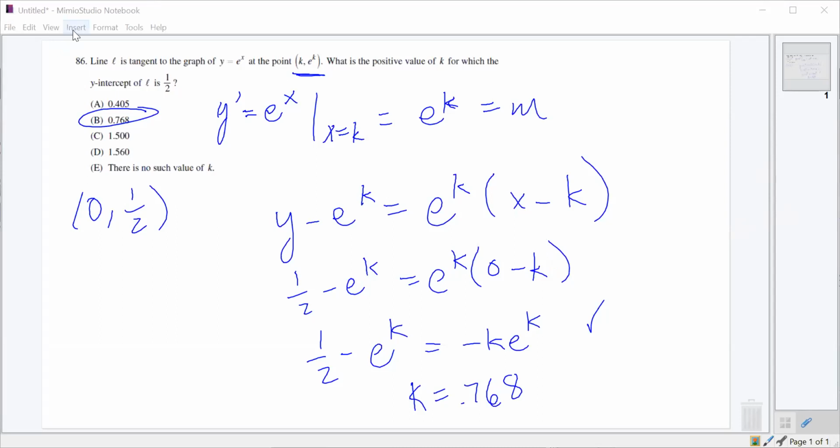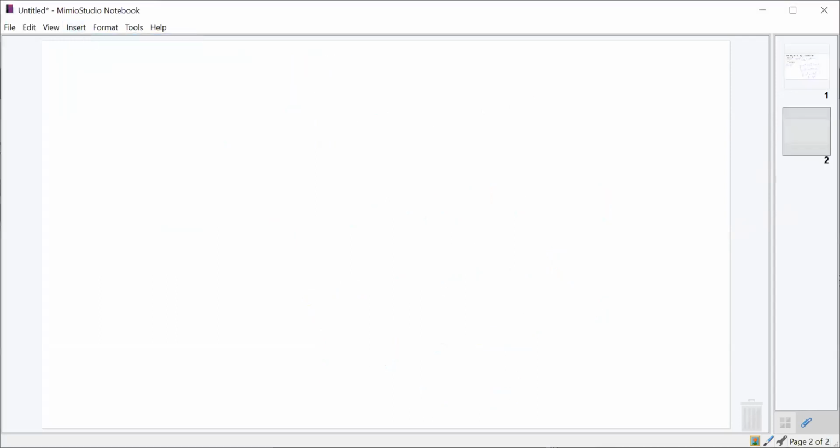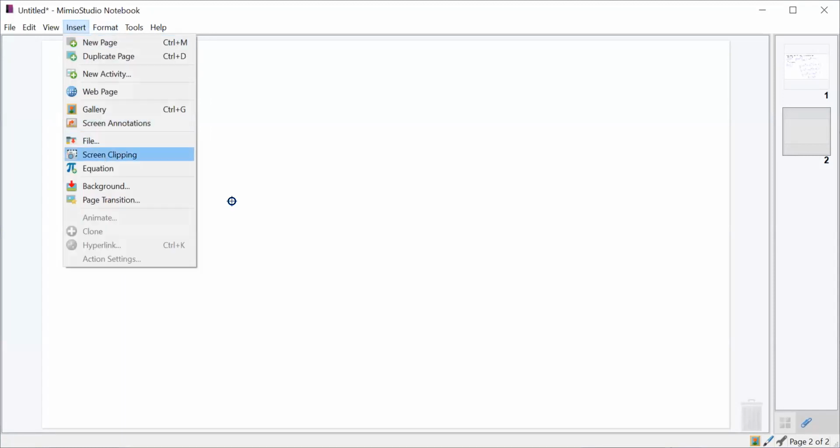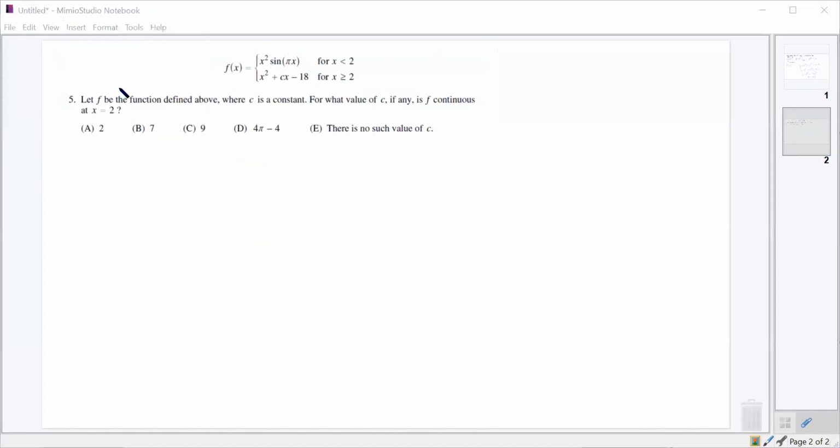So, let's look at 2015. We'll start with the multiple choice and then we'll move through a couple of the free response. Looks like we will start with number five. So here we go, number five says we've got this function f of x that's a piecewise defined function.